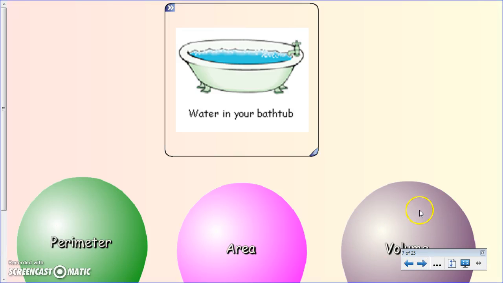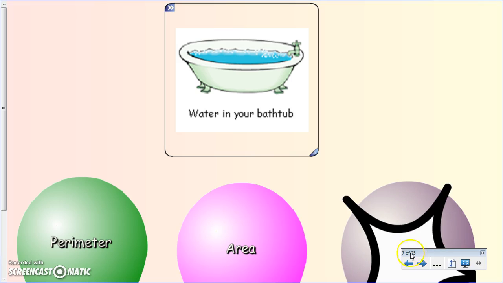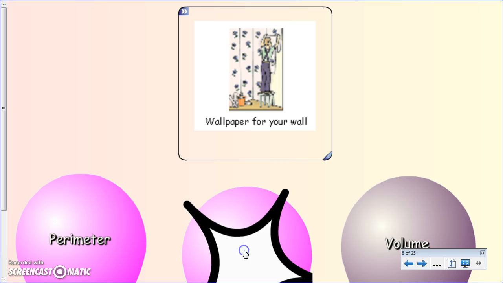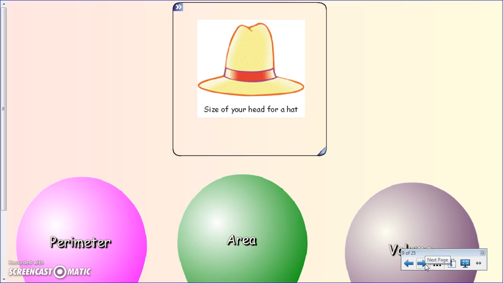For water in our bathtub, we would need to find the volume. For the wallpaper on our wall, if we're covering up the wall, we need to know the area of the wall. For the size of your head for our hats, we're going to measure around the outside of our head. In that case, we need to know the perimeter.